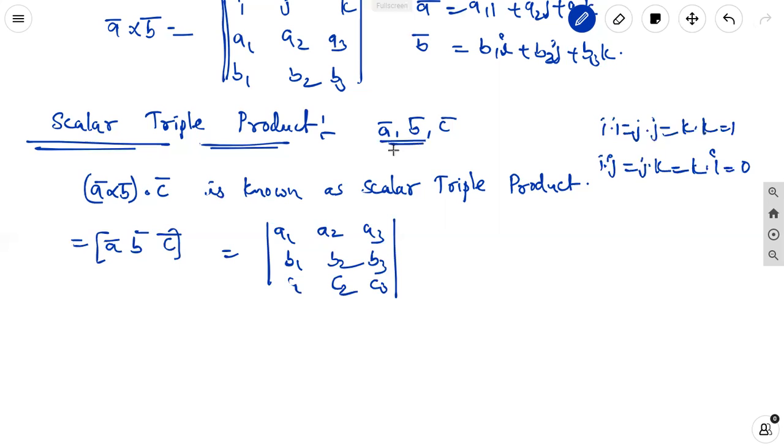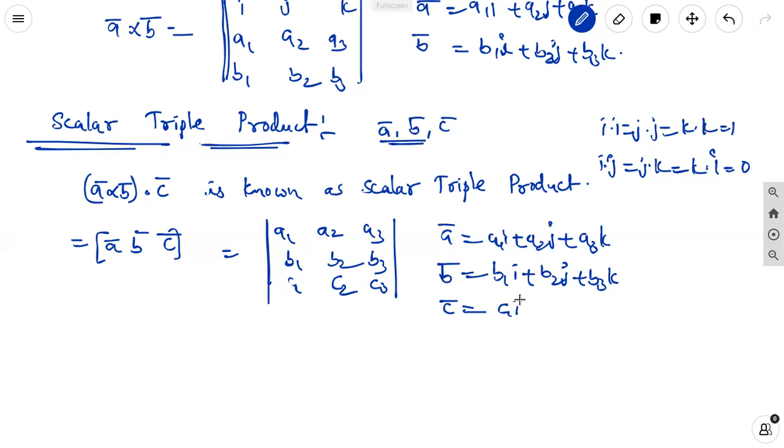That is nothing but taking the cross product of the first two vectors, and then taking the dot product of that vector with the third vector, and that is equal to the determinant of the three vectors, where A vector is A1i plus A2j plus A3k, B vector is B1i plus B2j plus B3k, and C vector is C1i plus C2j plus C3k. This is the scalar triple product.